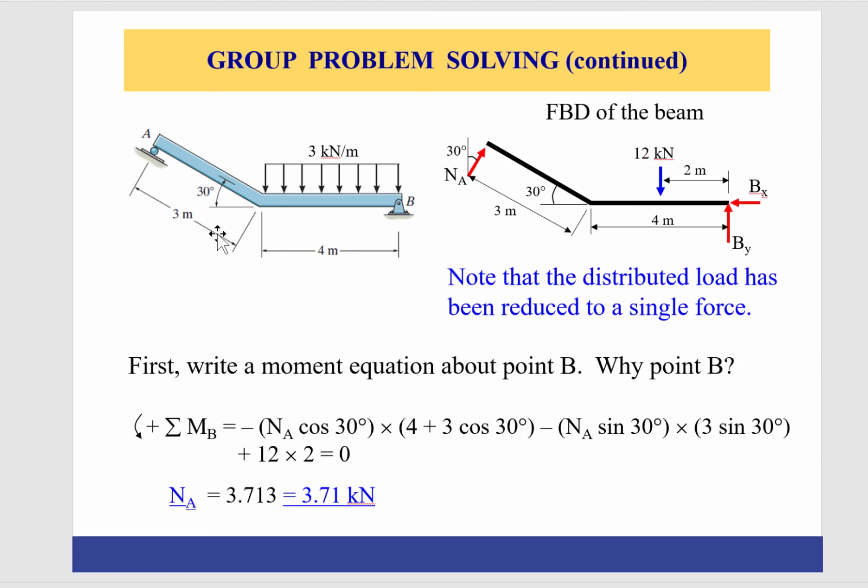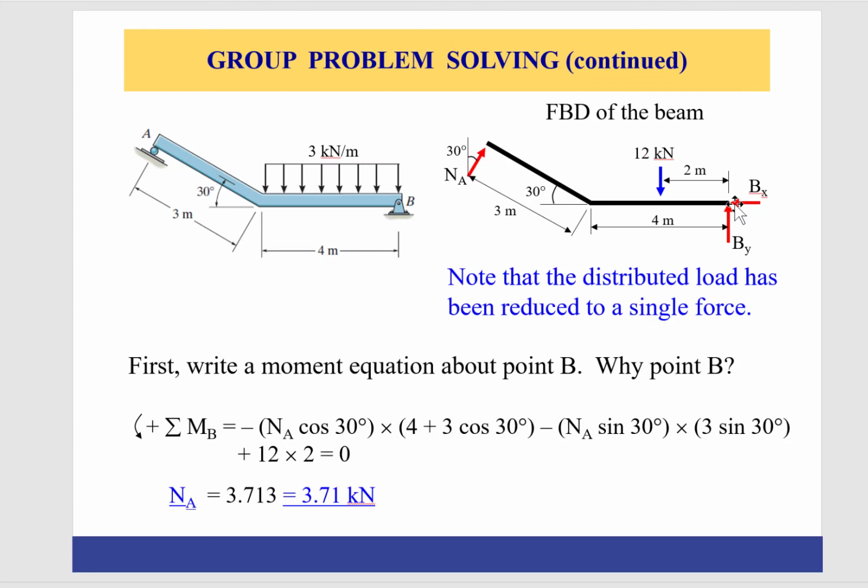Second, we want to calculate the reaction force at A. Now the easiest way to calculate is to select a point where you cancel the effect of the forces coming from the other unknowns. Choosing the moment about point B will cancel Bx and By and leave one equation with one unknown, which is NA.